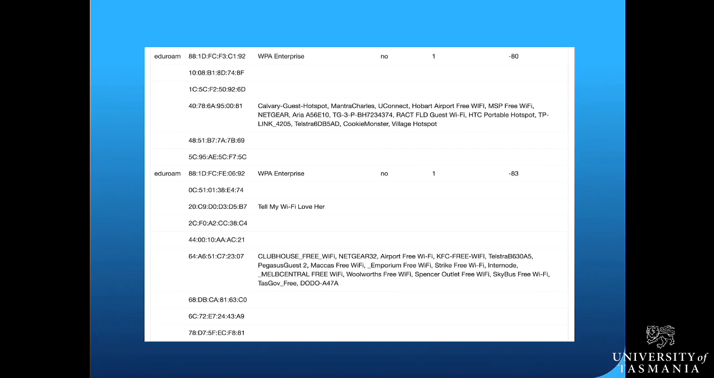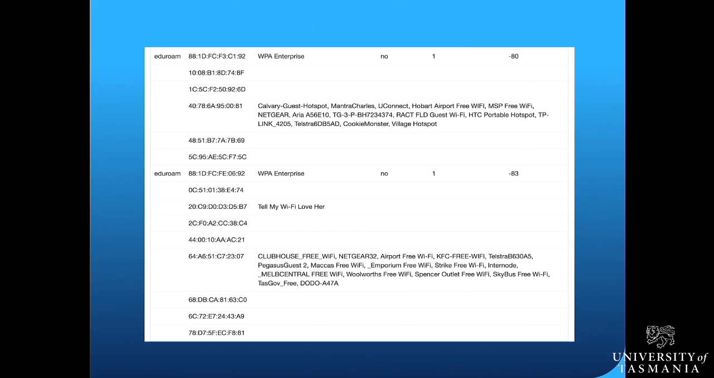But the other things we can see listed here are other access points that their phones sort of queried and went, hey, are you here? Are you here? That's what our phones do. They go, hey, I was on this network yesterday. Is that available? And it says, hey, is the Skybus free Wi-Fi available?